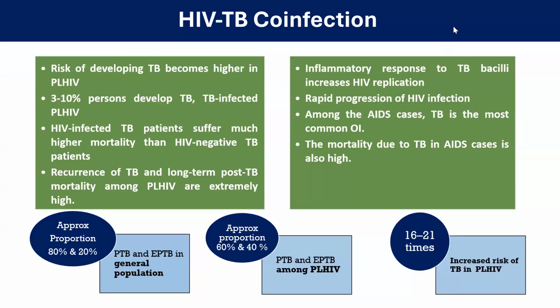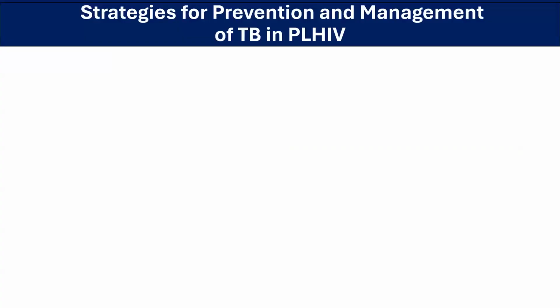If you look at the comparison between the proportion of people among the general population and among the PLHIVs, around 80% among the general population suffer from pulmonary tuberculosis, and 20% from extrapulmonary tuberculosis. When you compare that with HIV patients, 60% are diagnosed with pulmonary tuberculosis, and 40% are diagnosed with extrapulmonary tuberculosis. The risk of TB is very high among PLHA, which is around 16 to 21 times.